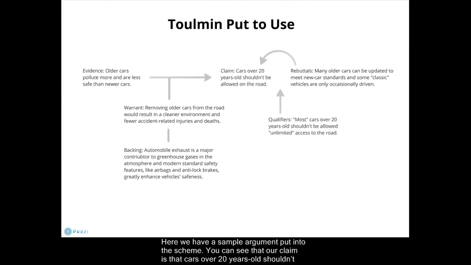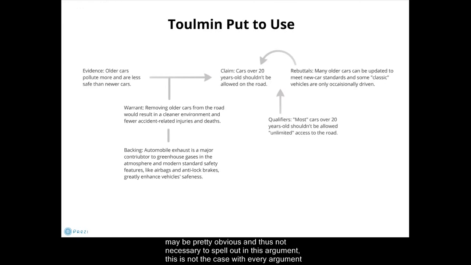Here we have a sample argument put into the scheme. You can see that our claim is that cars over 20 years old shouldn't be allowed on the road, and our evidence for why this is the case is because older cars pollute more and are less safe than new cars. The warrant, or assumption that ties our claim and evidence together, is that removing older cars would result in a cleaner environment and fewer accident-related injuries and deaths.